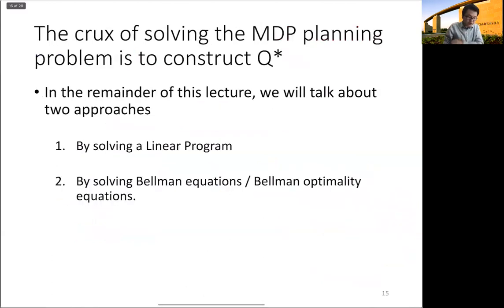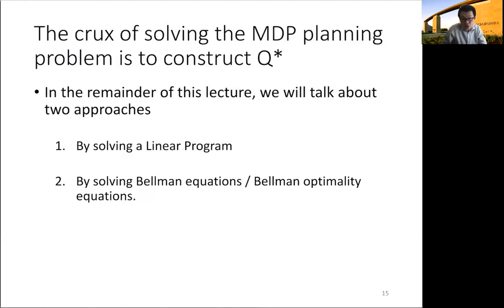Okay, so far we've shown that the crux of solving the Markov decision process planning problem is to construct this Q star function. In the remainder of today's lecture, I'm going to talk about two different approaches to constructing this Q star function. They're qualitatively different, but they're both very interesting to look at. The first idea is that we can formulate this as a linear program, and by solving this linear program, we can get V star or Q star. And since we know that the entire family of linear programs has polynomial time algorithms to solve them, we know that computing Q star is computationally efficient.